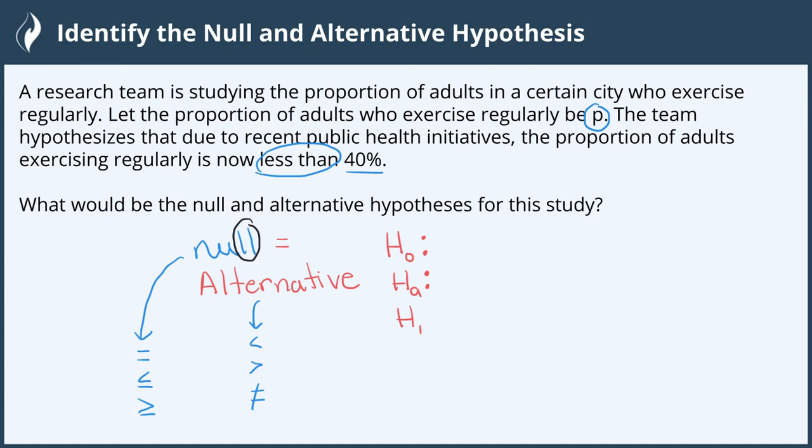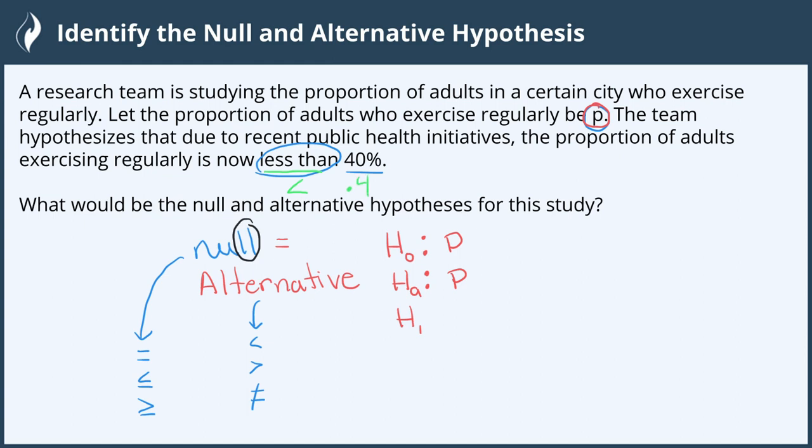Let's go look at the claims being made in the problem above. We were told that P is the proportion of adults who exercise regularly, so we know we are going to be comparing P to something. And in the final sentence, we can see that they're hypothesizing that the proportion is now less than. This is represented with a lesser than sign. If you get these mixed up, if it looks like an L, it's the lesser than sign. Lesser than 40%, and 40% we can change to be a decimal of 0.4.